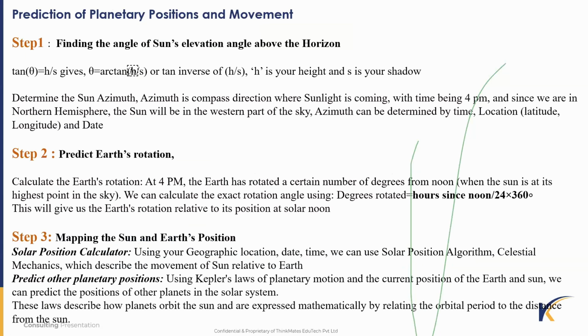ये दो चीज करके there is something called trigonometry में tan theta. Tan theta is nothing but, can anyone answer? Tan theta is nothing but opposite divided by adjacent. So tan theta से मैं h by s कर सकता हूँ और theta का एंगल फाइंड कर सकता हूँ. Theta is nothing but tan inverse of h by s.